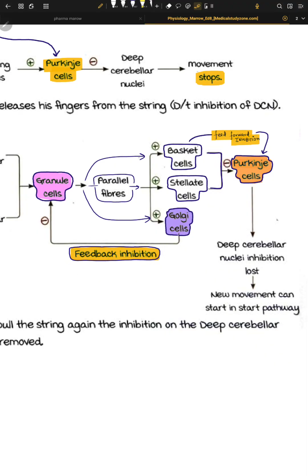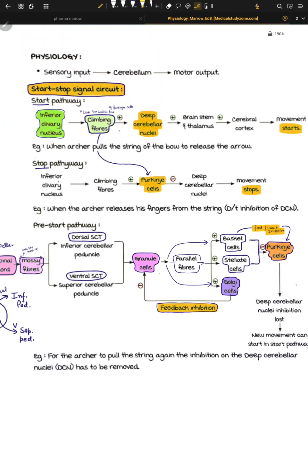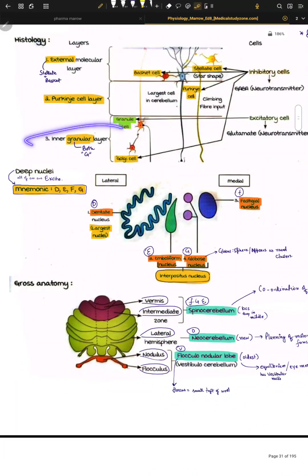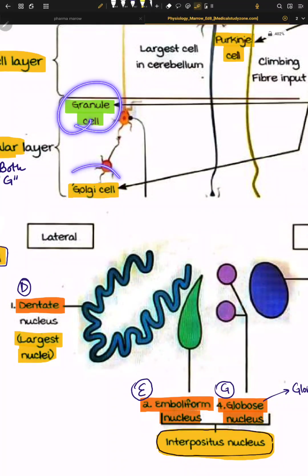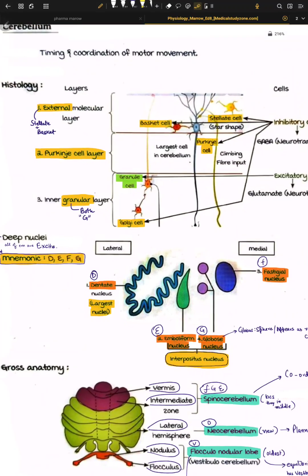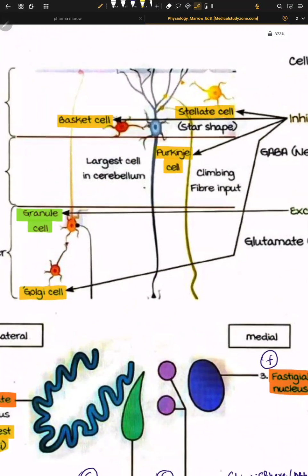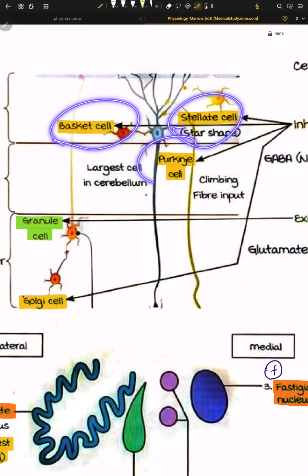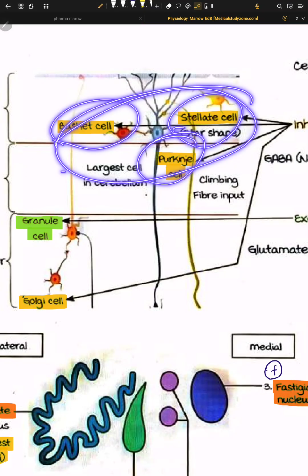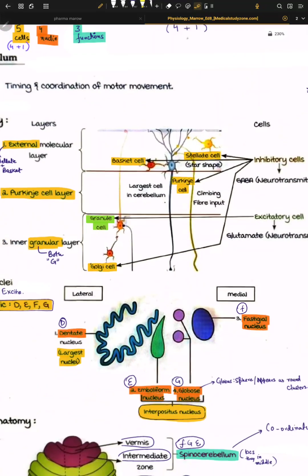Whenever these granule cells activate Golgi cells, the Golgi cell, because it is present in the same layer, the same inner granule layer, right? Granule cells and Golgi cells are present together in the same layer. So Golgi cells can inhibit granule cells. That's why Golgi cells and granule cells are together. And that's why basket cells, stellate cells, and Purkinje cells are close to each other, so that they can form a close communication with each other, right?